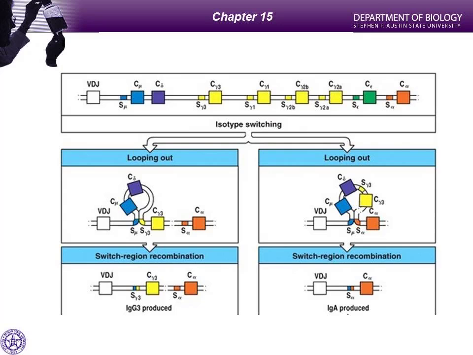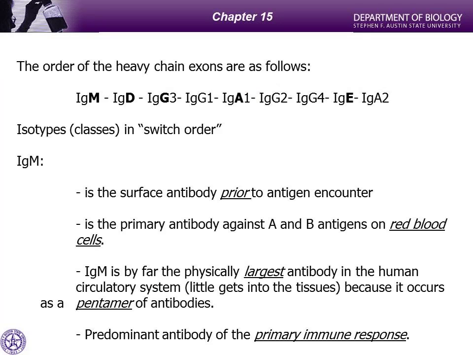So here in bold are the isotypes and the order in which I want you to remember them: M, D, G, A, and E. Notice we have others that are not bolded that have numbers beside them. Those are subtypes. We're not going to worry about the subtypes. We're just going to worry about the major isotypes: M, D, G, A, and E.